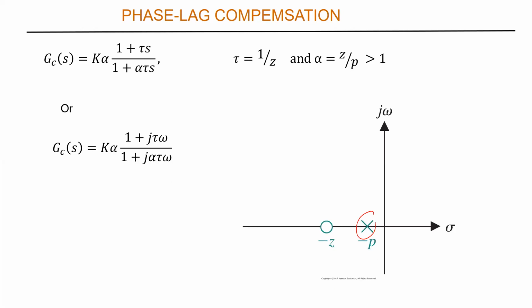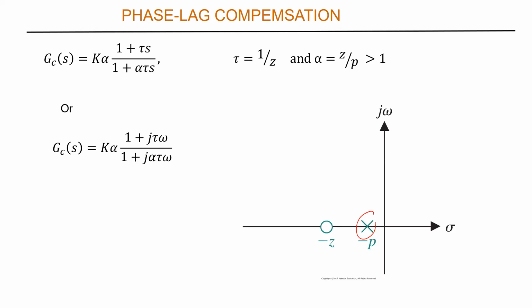So in phase lag, the angle which we are going to add is going to be negative or positive? Phase lag, what does phase lag mean? The current lags the voltage. Or in this case, basically the angle of the denominator is greater than the angle of the numerator, which means the overall angle is going to be negative.